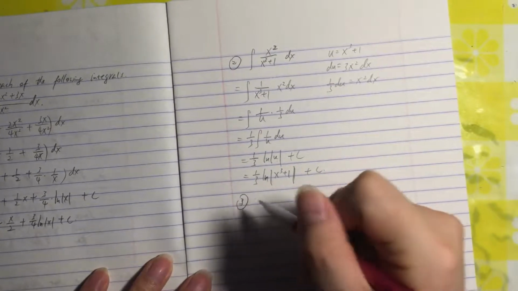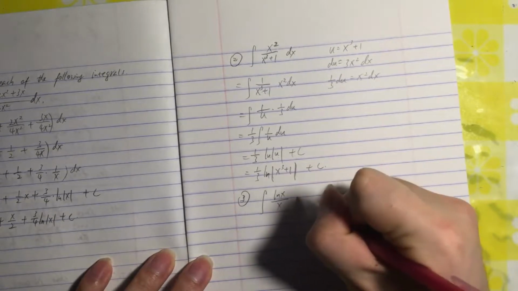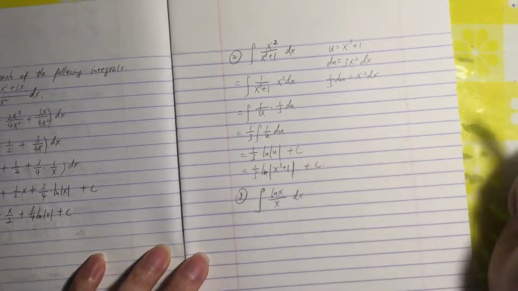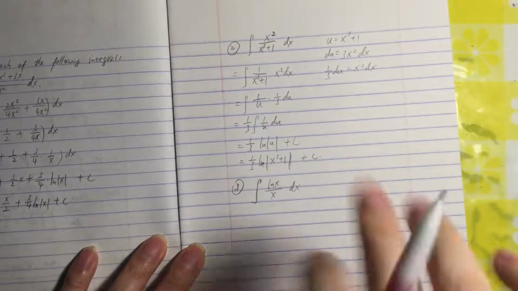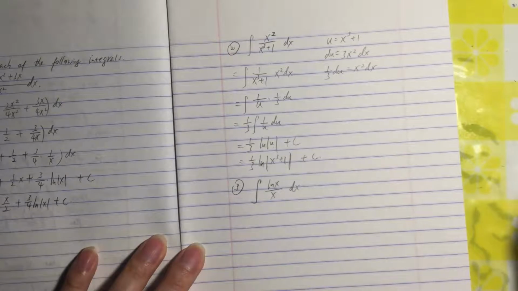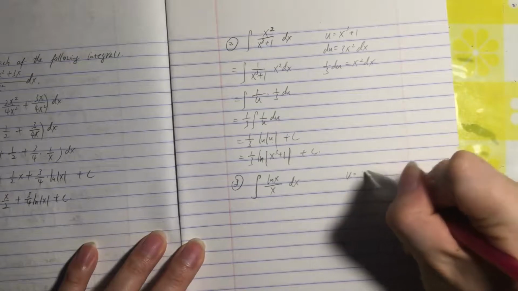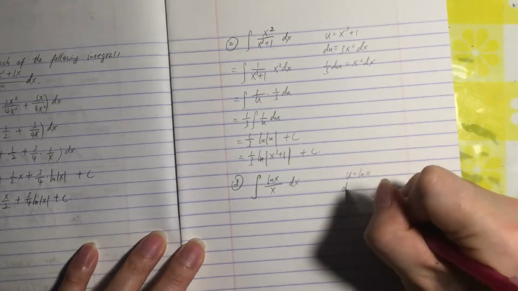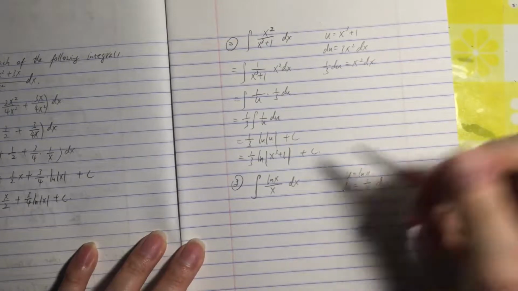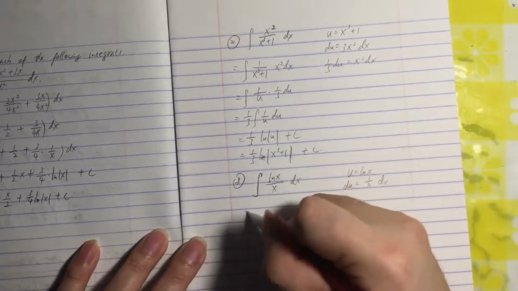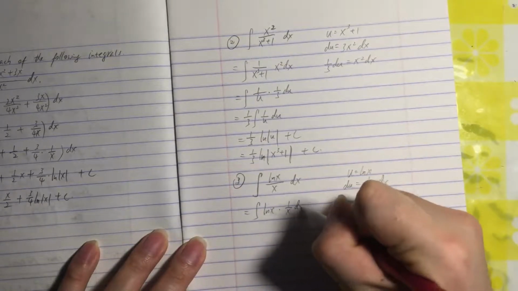Next example, integral of ln of x over x dx. How can we take the antiderivative for this function? Since we can't find the antiderivative directly, think of u substitution. If I let u be ln of x, my du is 1 over x dx. We have x on the denominator. This function can be rewritten as ln of x times 1 over x dx.